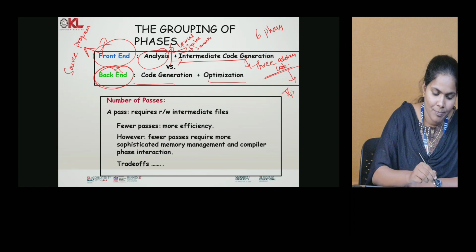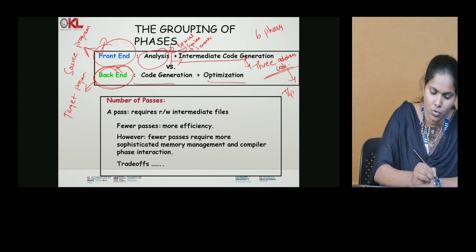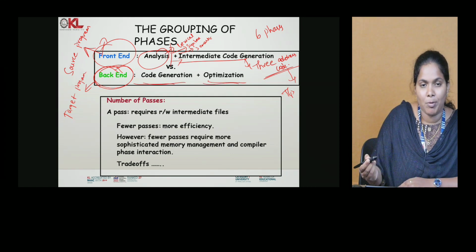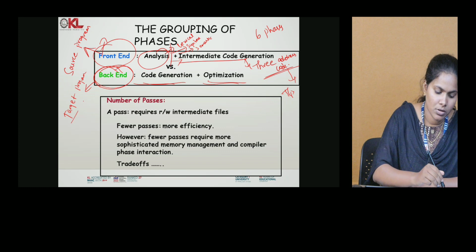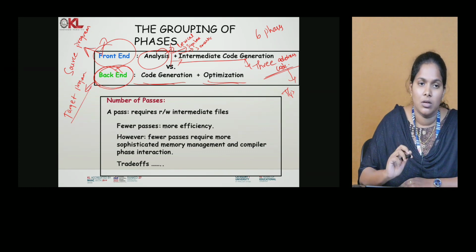So the back end is totally dependent on the target program, which is assembly language. The code generation and code optimization, these two are dependent on the target program, because they are converting the source program to the target program, right?